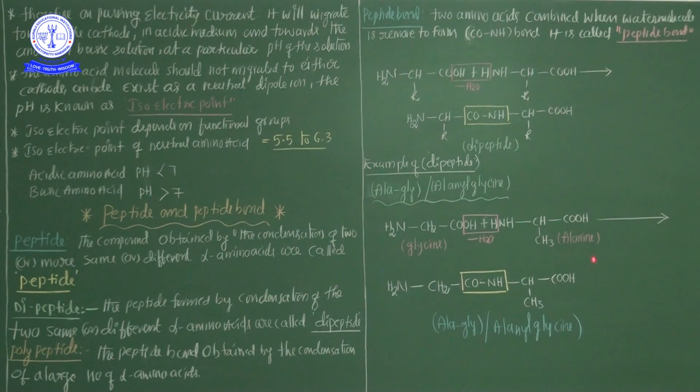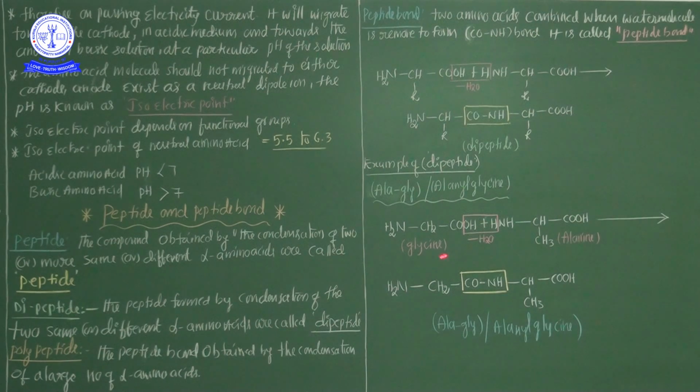Alanine glycine means alanine is one amino acid, glycine is another amino acid. If glycine and alanine both combine together with the removal of one water molecule, a CONH bond is formed. This compound is named alanyl glycine, because two amino acids are there.